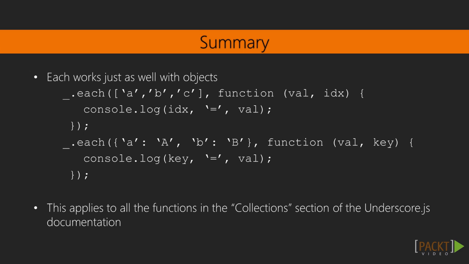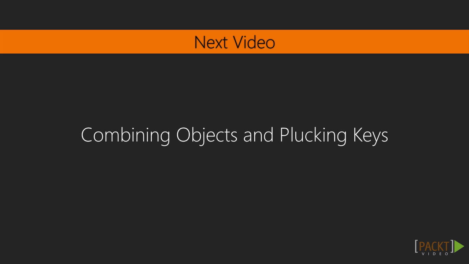In this video, we saw how the each function can be used with objects as well as arrays, and we learned that this applies to a bunch of other functions in underscore as well. We also saw the countBy function and added a weather conditions summary box to the top of the ISS flyovers app. In the next video, we'll look at the underscore extend function, which is used to combine objects, and we'll look at the pluck function, which can be used to extract a specific key from each of an array of objects. See you there.